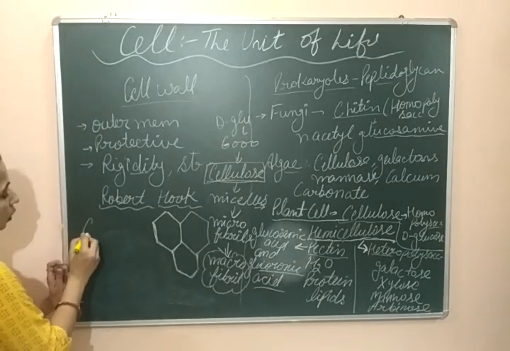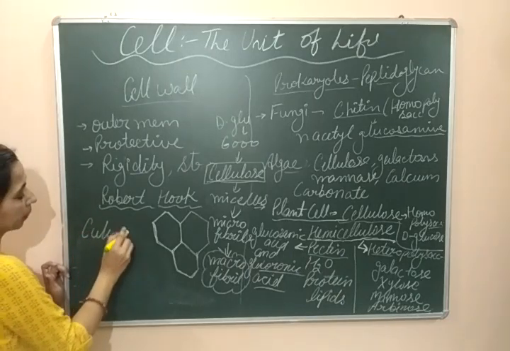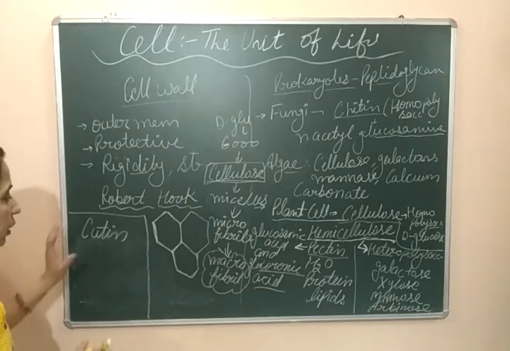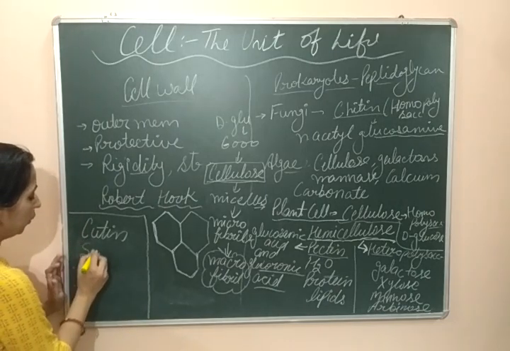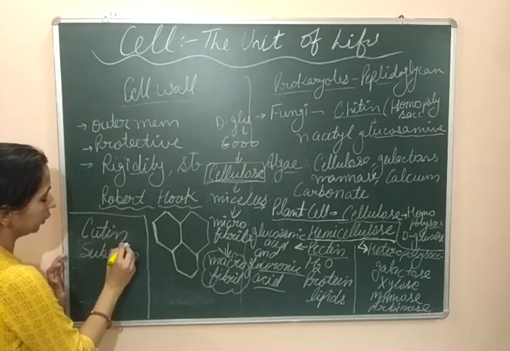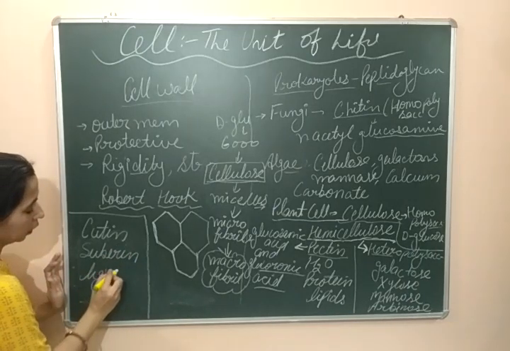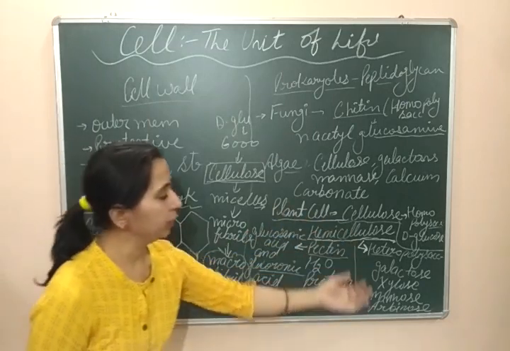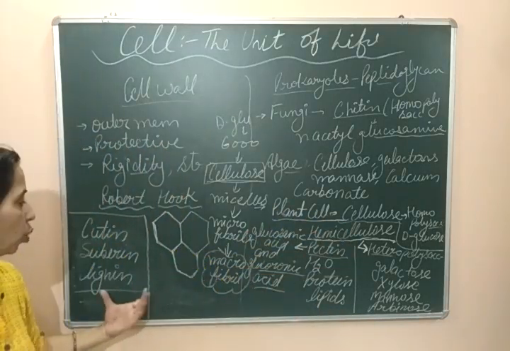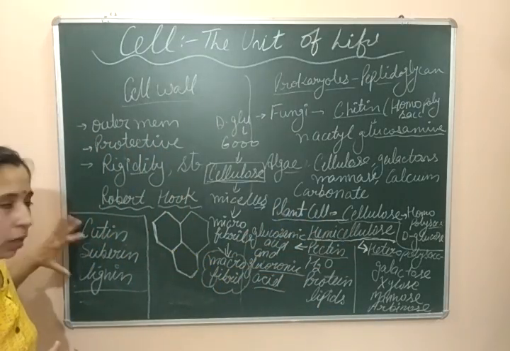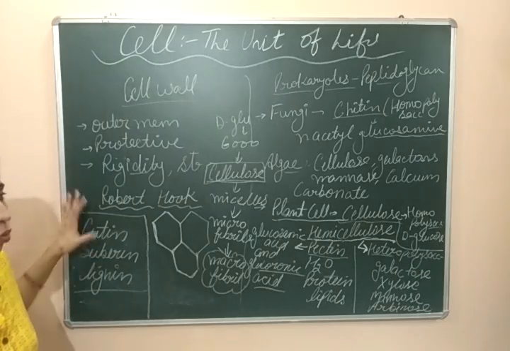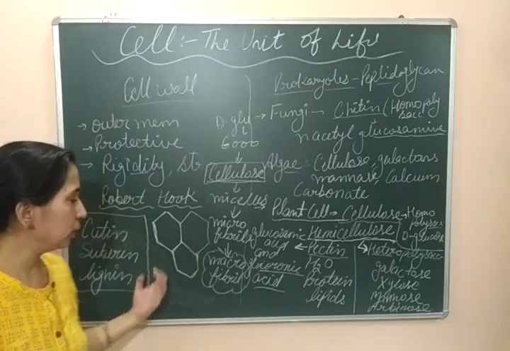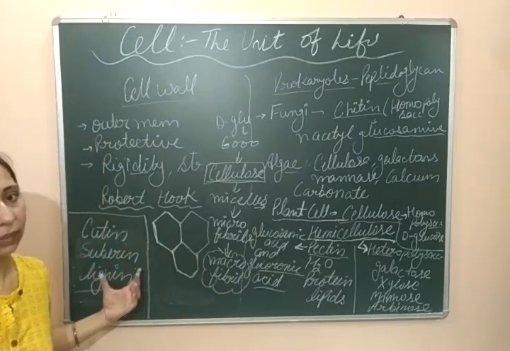They could be cutin, the other substances which are deposited in the formation of cell wall, and it could be suberin, it could be lignin. These are some extra substances which get deposited with these substances for the formation of cell wall. जब भी ये substances cell wall formation में deposit होंगे, then they provide some extra characteristics, or it depends on their condition which substances get deposited.